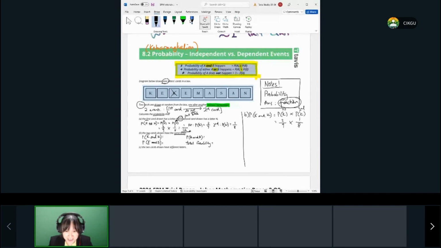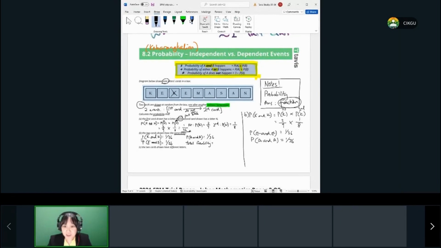Just a coincidence that it's the same as part A. 1 over 36. Okay. So if you do the same thing for E and E and A, I think you're going to also get the same answer. Just so happens, guys, that they are the same. Not every time it's the same. But you guys can go and try. It's all the same for this question.